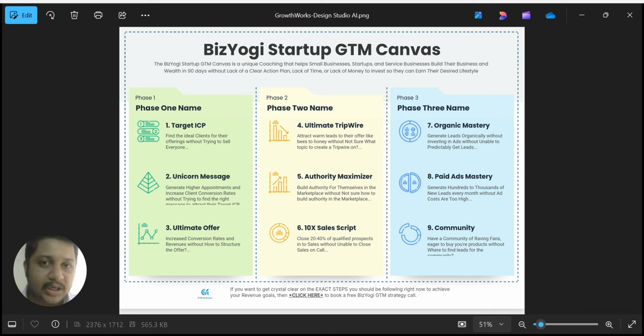So this is the first element which you need to get right. The next step is called the unicorn message. Now, what does the unicorn message refer to? Essentially, in today's day and age, I'm sure most of you must be facing this as well, right?